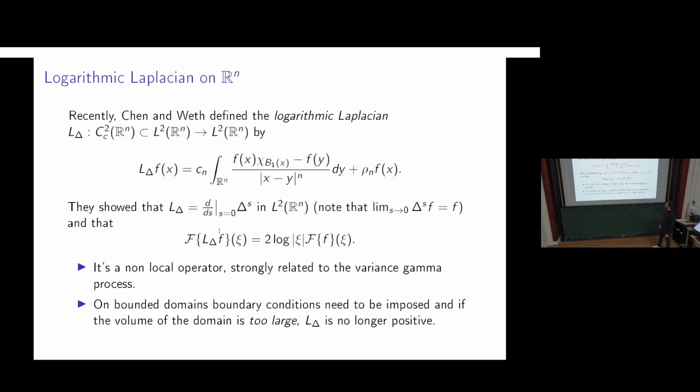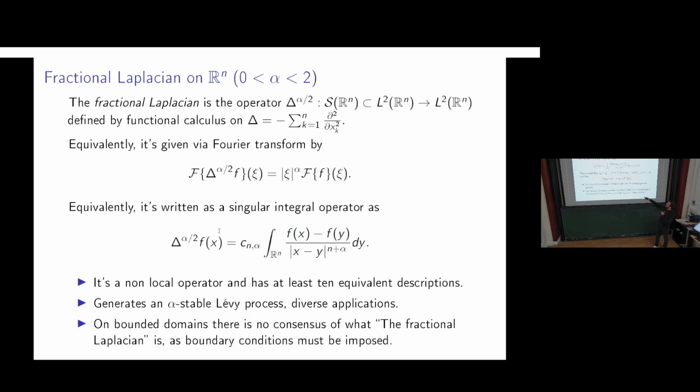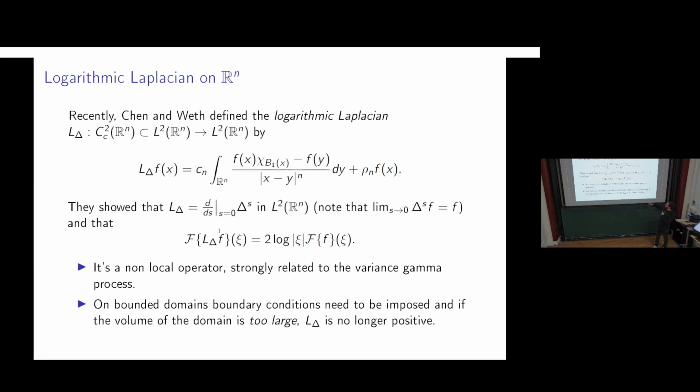And the symbol is 2 log psi. And for this reason, it's related to the logarithm, to the functional calculus with the logarithm on here, but it's not really the same. Again, it's a non-local operator, and it's related to a bit of a weird process, the variance gamma process. But it's also very important to finance from what I've been told.